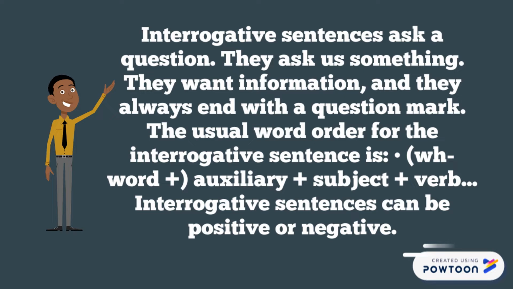This is very important because most of the students make this error while writing, that they don't put a question mark, because the question mark is a sign that this particular sentence is a question. The usual word order for the interrogative sentence is WH word plus auxiliary, that is, are, am, was, were, plus subject plus verb. Interrogative sentences also can be positive or negative.